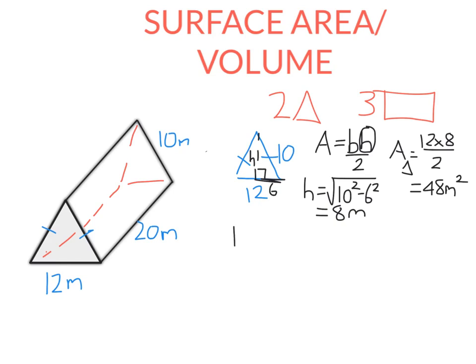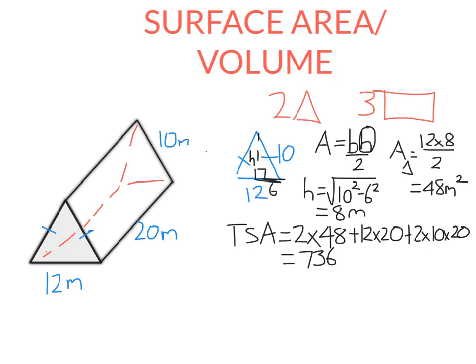So the total surface area, which I'm going to call TSA, there are 2 triangles that are 48 each, so I'm going to go 2 times 48. Then I need to add the 3 rectangles. Well, the bottom rectangle is 12 by 20, so I'm just going to add that. And then this rectangle here is 20 by 10, and the rectangle at the back is 10 by 20. I have 2 rectangles that are 10 by 20, so I can just go 2 times 10 times 20. And so adding all that up, I get 736, so surface area is in units squared.